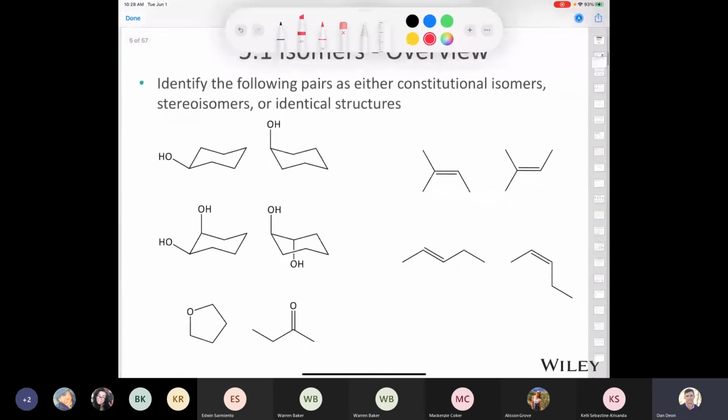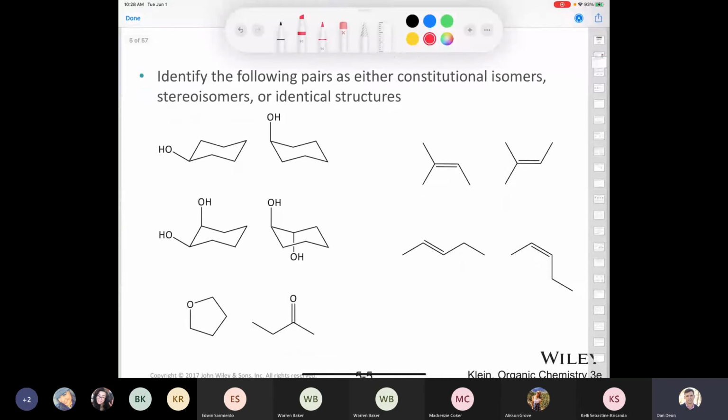Well, the good news is that Chapter 5 has lots of points for class participation instead of me just lecturing on for hours and hours. So let's get into it, and let's see if we can identify these pairs of molecules as being either constitutional isomers, so compounds that have the same molecular formula but a different connectivity, identical, and that just means they're the same molecule, or if they are stereoisomers, which means they have the same connectivity, but they have a different arrangement of atoms in space. Let's start with these two up here in the top left corner.